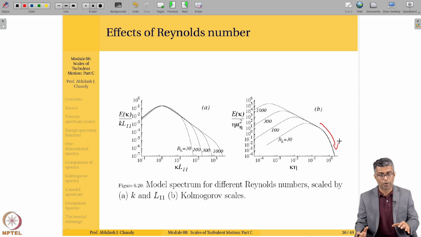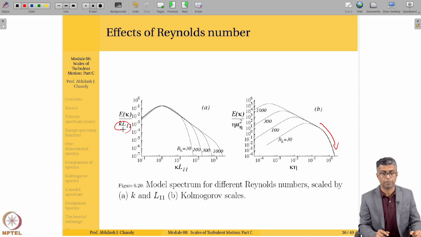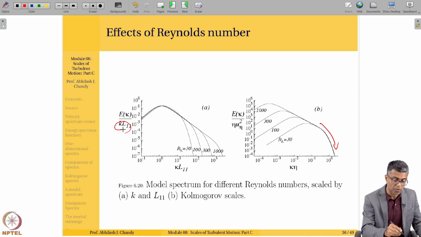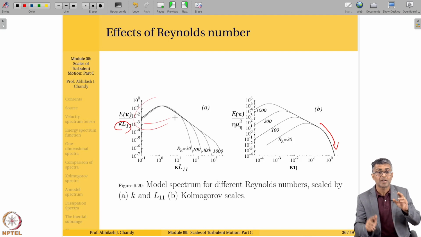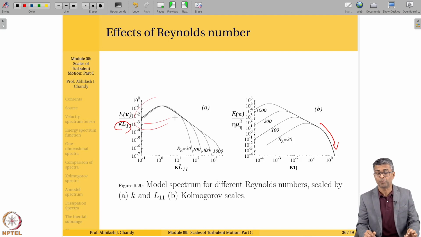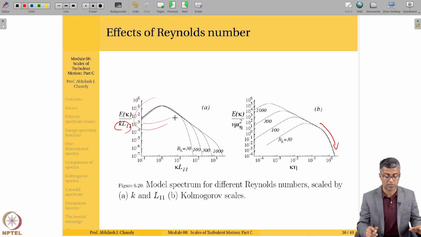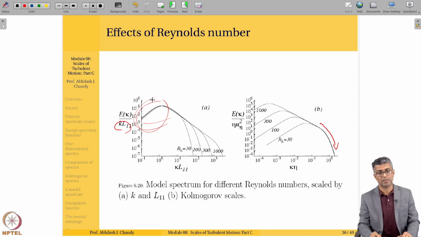Whereas on the left side plot, it is not going to be universal because we have normalized it with K L11. You might think that because we have normalized it with K L11, there is some kind of universal behavior here. That is not true. It looks similar, but it is not identical. If it was universal, it would be identical. Here, it is similar. That is all we can say. I am talking about the large scales, the energy containing range. They look similar, but they are not the same. They are not identical.